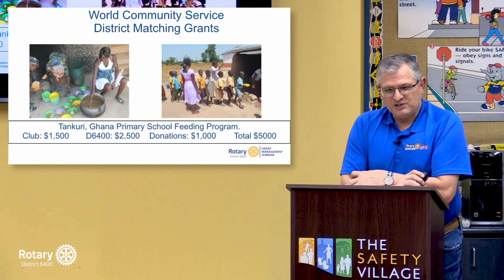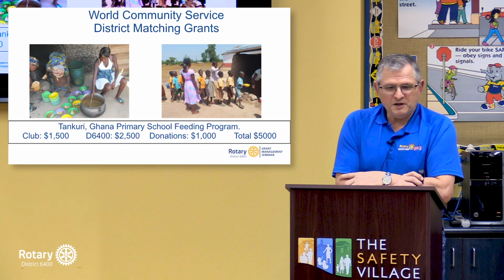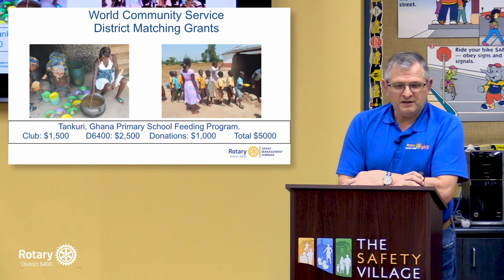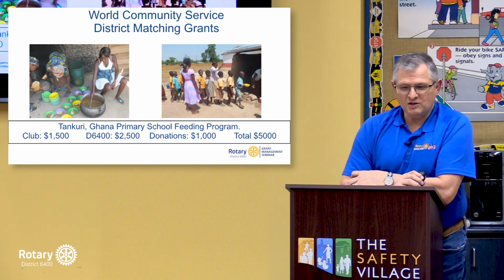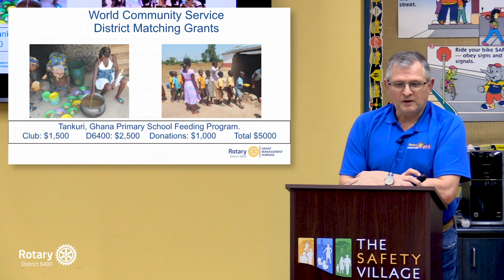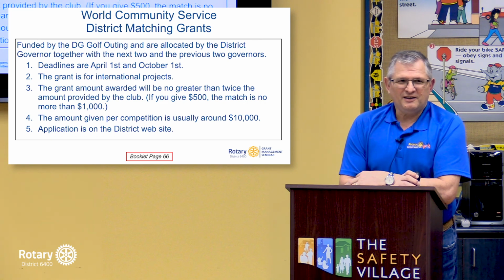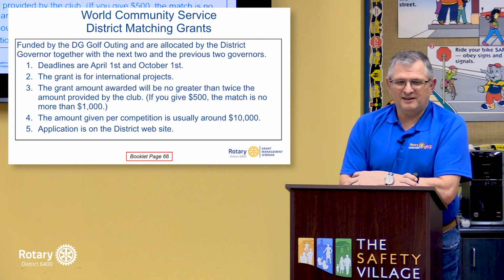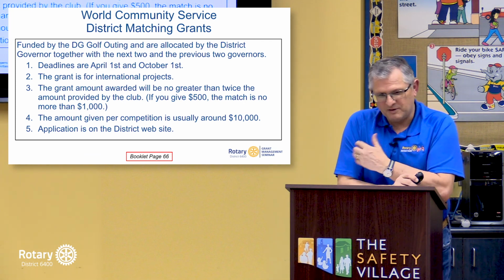Here's an example of a project. This is a Ghana primary school. It was a feeding program. The club put in $1,500. The district matched $2,500. Donations of $1,000 were there. The total project, $5,000. Okay? All right, so as I said, all the money comes from the district governor golf outing. You can apply for this grant if you are authorized to apply for a grant. I'll talk about that later.